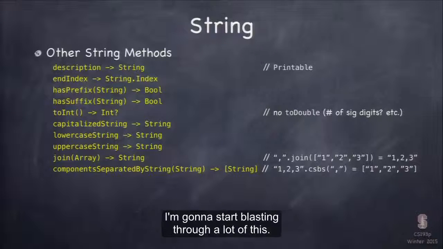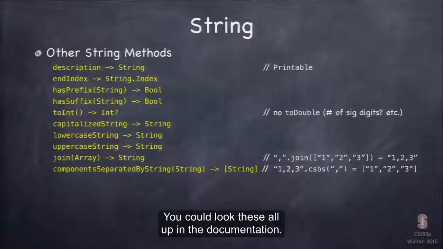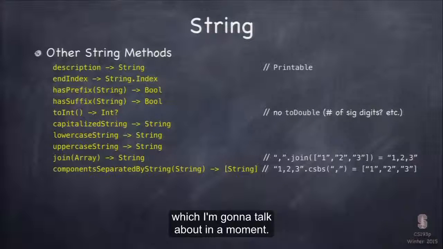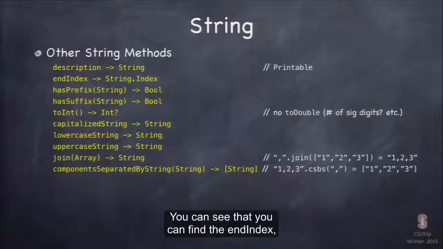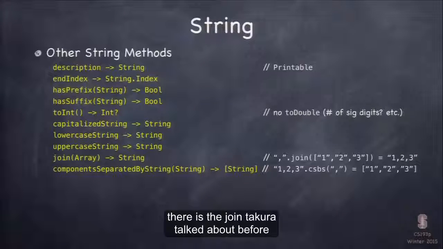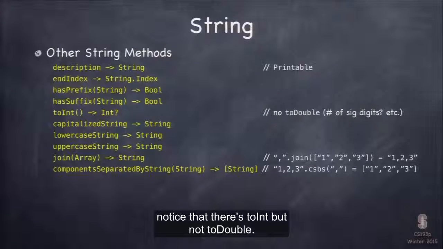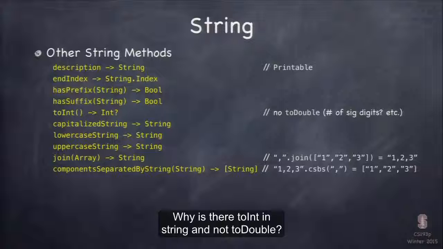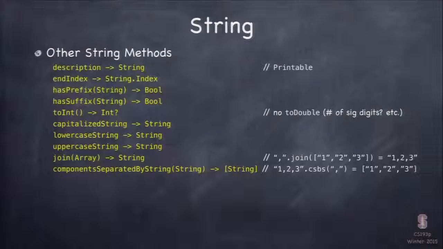Okay, other string methods, I'm going to start blasting through a lot of this. You can look these all up in the documentation. Some of these it actually gets from NSString, which I'm going to talk about in a moment. You can see that you can find the end index. There's that join I talked about before. Notice that there's toInt, but not toDouble. Why is there toInt in string and not toDouble? Anybody have an idea why that is?